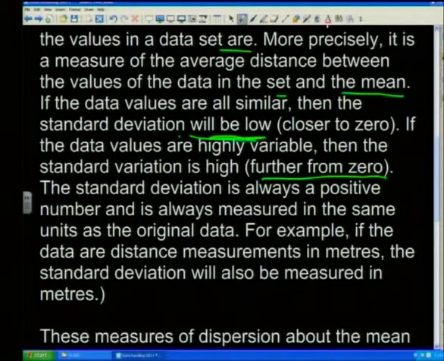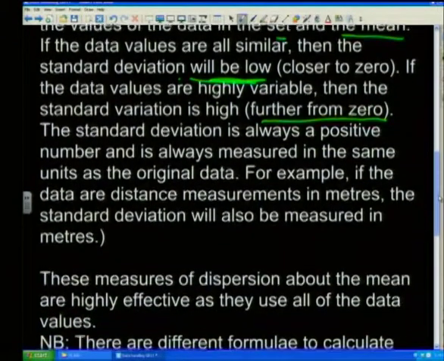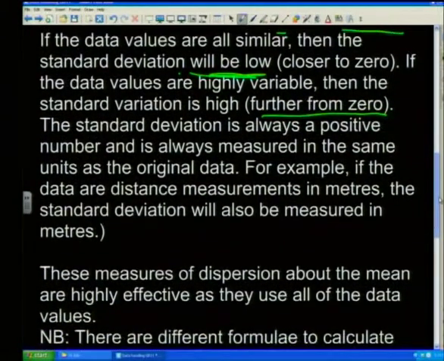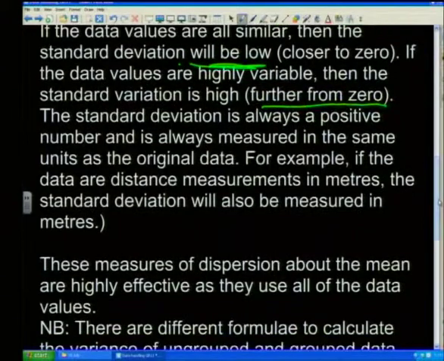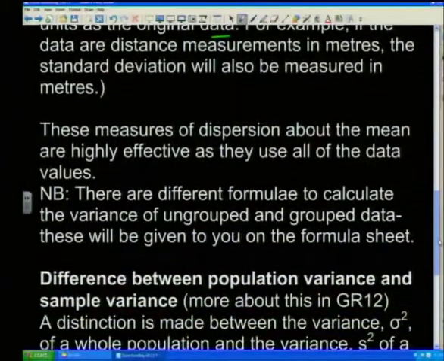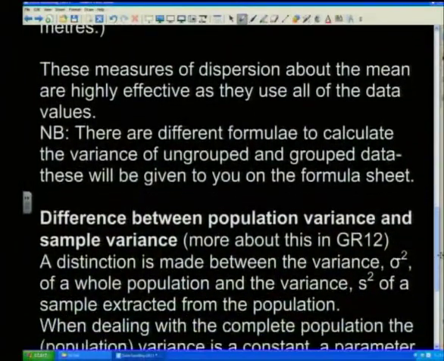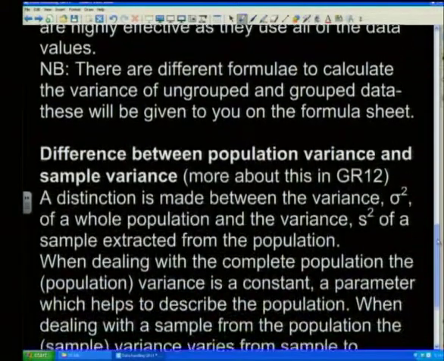Okay, the standard deviation, remember, is always going to be positive because you're taking the square root of variance, and it's always measured in the same units as your original data. All right, so we've already touched on all of that. Just a little thing to remember is that these are very highly effective because we use all of the data values when we work out standard deviation. There are different formulae, which we'll get to later, for the variance of ungrouped data and grouped data, but we will look at that when we do an example.